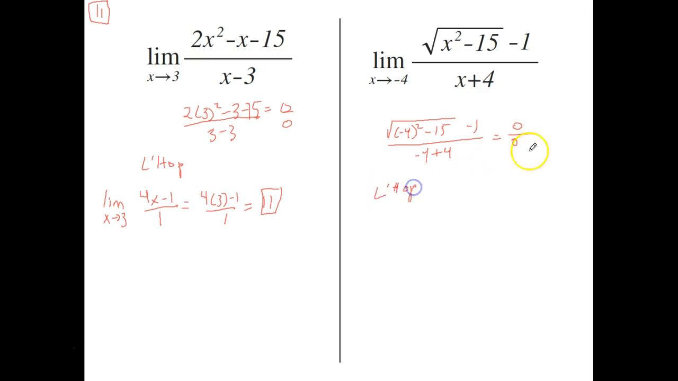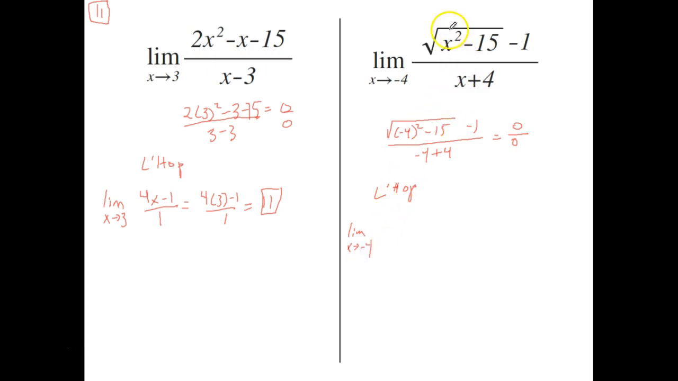Now if I would have gotten something like 5 over 0, then I would have tried to factor and cancel. If that didn't work, which it wouldn't have in this case, I would have had to plug in a little to the left, a little to the right. My answer was either going to be infinity, negative infinity, or it does not exist. Just like you guys learned in chapter 2. But since I got 0 over 0, I can use L'Hopital's rule, which means now I can take the derivative of the top. Okay, so I'm still doing the limit as x approaches -4.